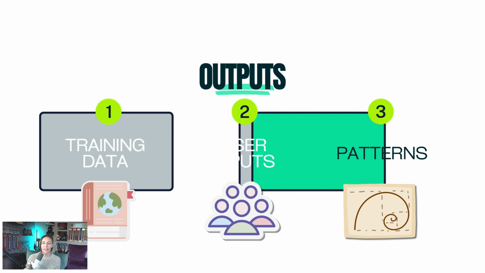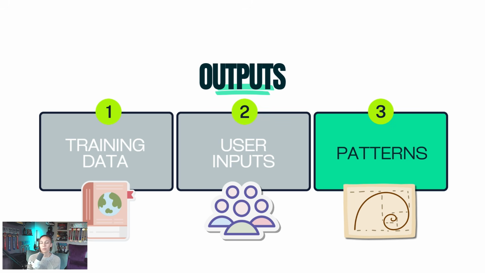Now, the last way that it creates those outputs is by recognizing and continuing patterns in the first two data sets. So what do I mean by that? We're not any longer going back and pulling verbatim information from the training data or from the inputs of other users. If we're asking a bespoke question that doesn't have an answer that's readily available in those two places, it's going to come up with something new.